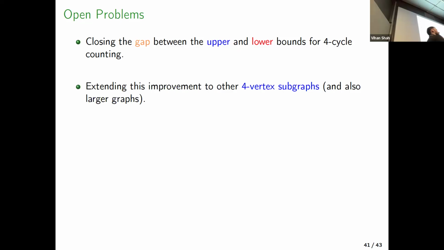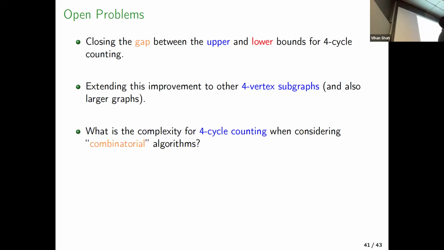Also, the reason we got interested in this is because not much was known for even counting small pattern graphs. So, for example, what about other four-vertex subgraphs, or maybe even larger graphs? And what about combinatorial algorithms? Some people don't like this. I'm pretty sure Robert and we don't like it. But if we consider combinatorial algorithms that don't allow fast matrix multiplication, can we get that m to the 2/3 is the correct answer for that class of algorithms?